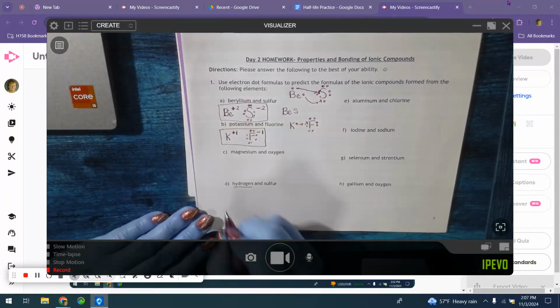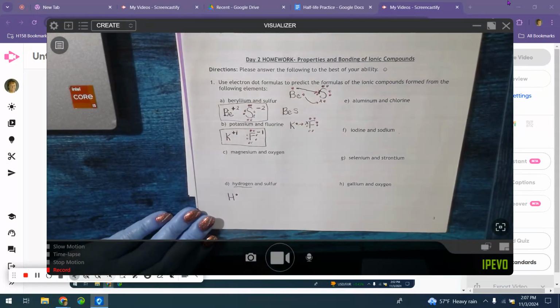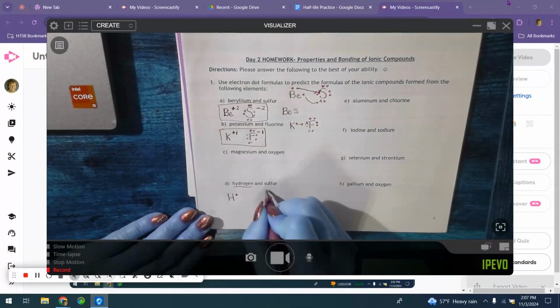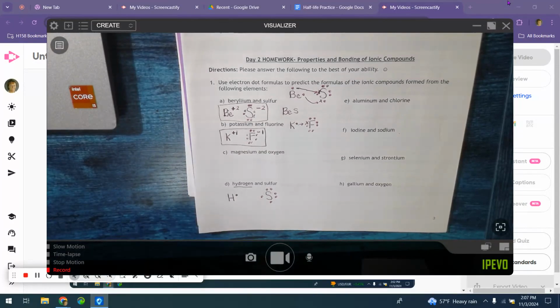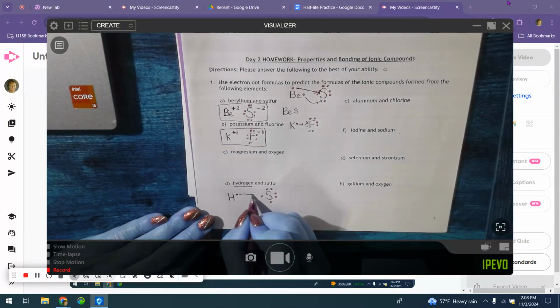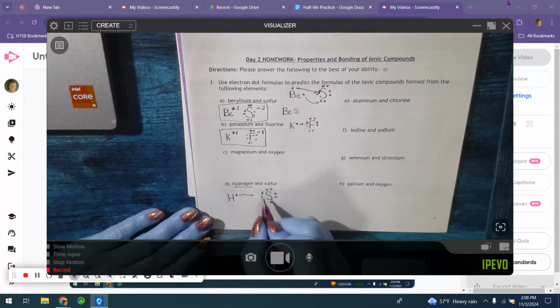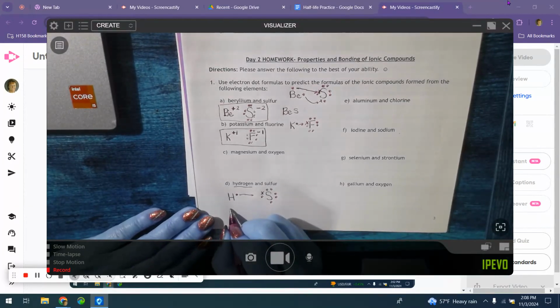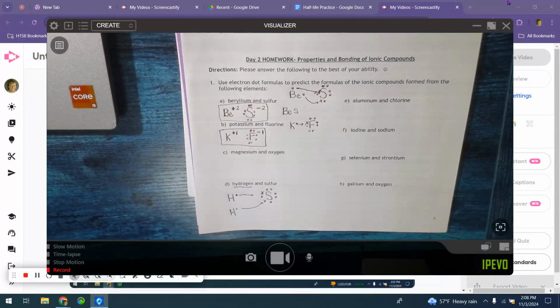If you look, hydrogen has 1 valence electron. It's in group 1. Sulfur has 6 valence electrons. Now hydrogen needs to give away its electron. It only has 1, so it's going to donate 1 electron to sulfur. But sulfur needs to get to that full octet, so it's going to take 2 hydrogens to react with 1 sulfur.